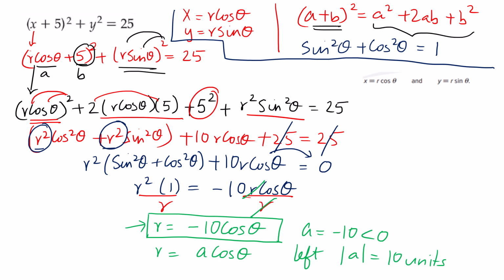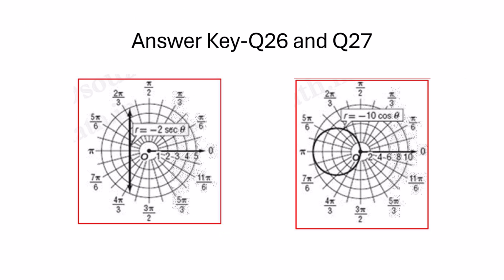So let's now evaluate this function, r equal to minus 10 cos theta, for different values of the angle theta in the domain, and then use these points to graph the function. And we already know that the graph is going to be a circle. So let's see the final graph for both the questions now. Now you can see the final graphs for question 26 and 27.